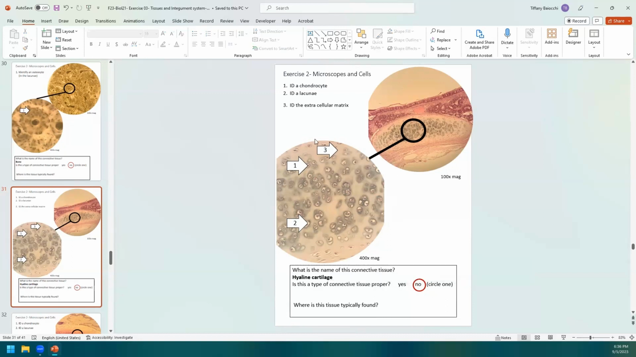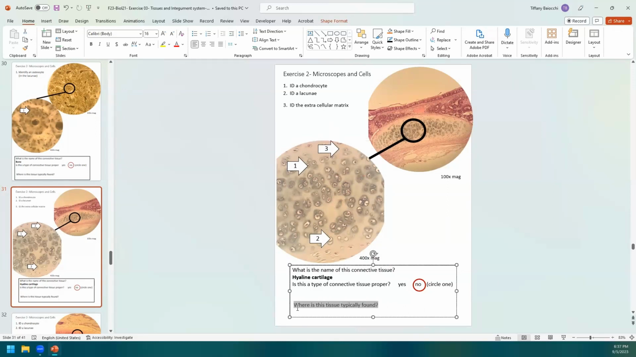It's a little bit different. It is our cartilage tissue, and particularly our hyaline. It has that glassy appearance with a smooth matrix. I've asked you to identify a chondrocyte, which is one of those little dots inside of one of those spaces. I've asked you to ID a lacunae to the best of your ability. Point out one of these empty spaces. Not necessarily the cell inside of it, but the empty space itself. Something like that would be appropriate. And then identify the cellular matrix, which is the background material.